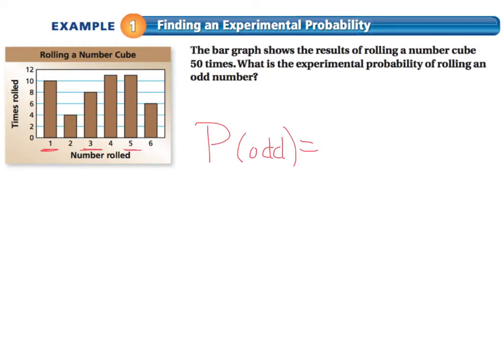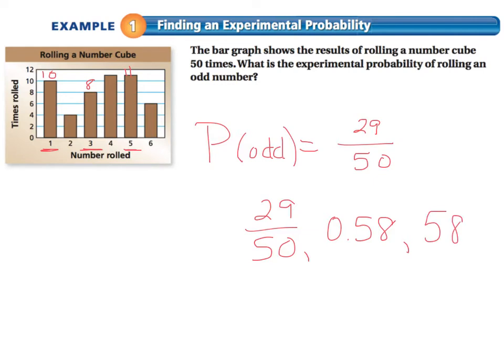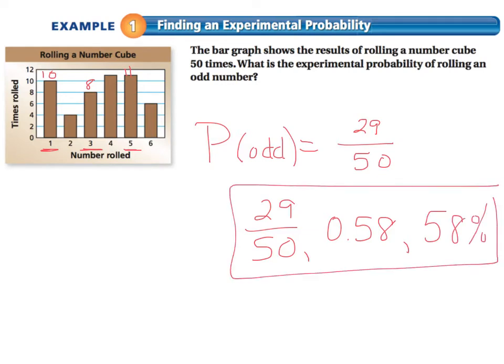If you added up an odd number, 1 occurred 10 times, 3 occurred 8 times, and 5 occurred 11 times. So if you added that up, you would get 29 times that an odd number occurred, over a total of 50 total rolls. So the experimental probability would be 29 fiftieths. Remember, you could also write it as a decimal, which would be 58 hundredths, or as a percent, which would be 58%. Now, when you are given an answer, if it doesn't say what they want the answer as, you could give any 3 of these and it would be correct.